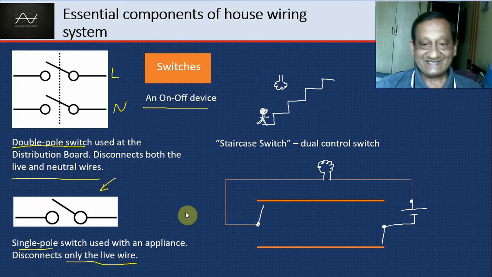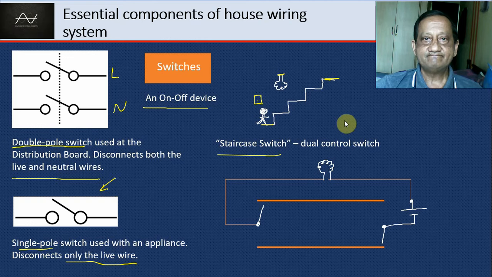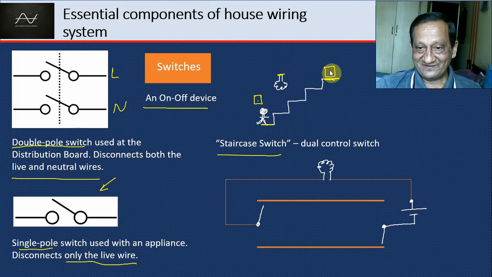One interesting switch I want to talk about is the staircase switch. Have you heard of the staircase switch? The problem is that a person wants to climb up a staircase. He needs a switch here to switch on this bulb. When he reaches here, he wants to switch off the bulb so that it doesn't waste electrical energy. How does he switch it off? Again, he has to go down, is it? He must have another switch. From here, he can shut it off.